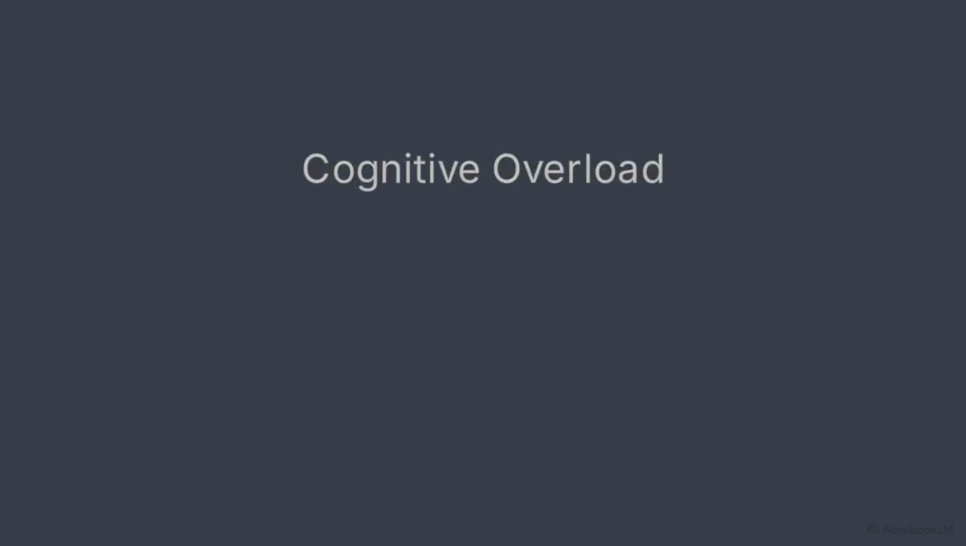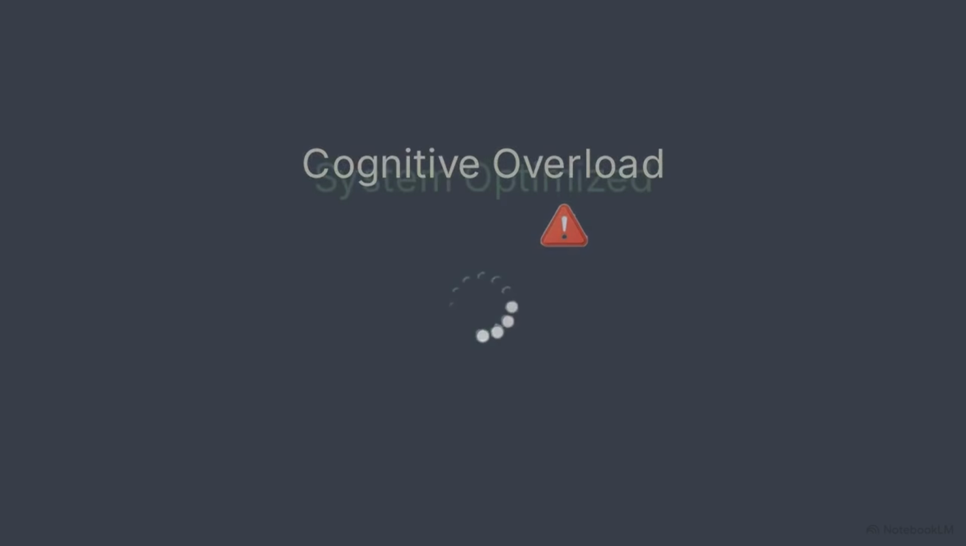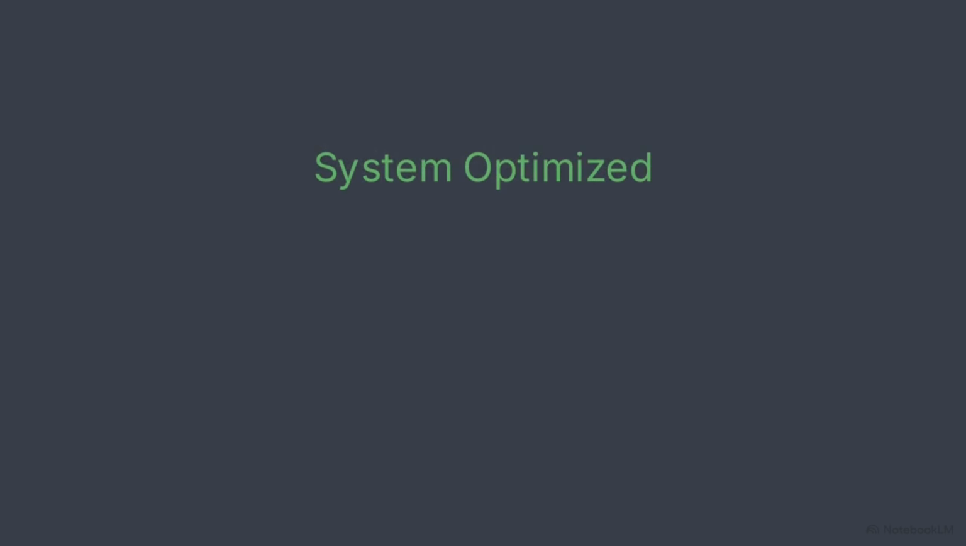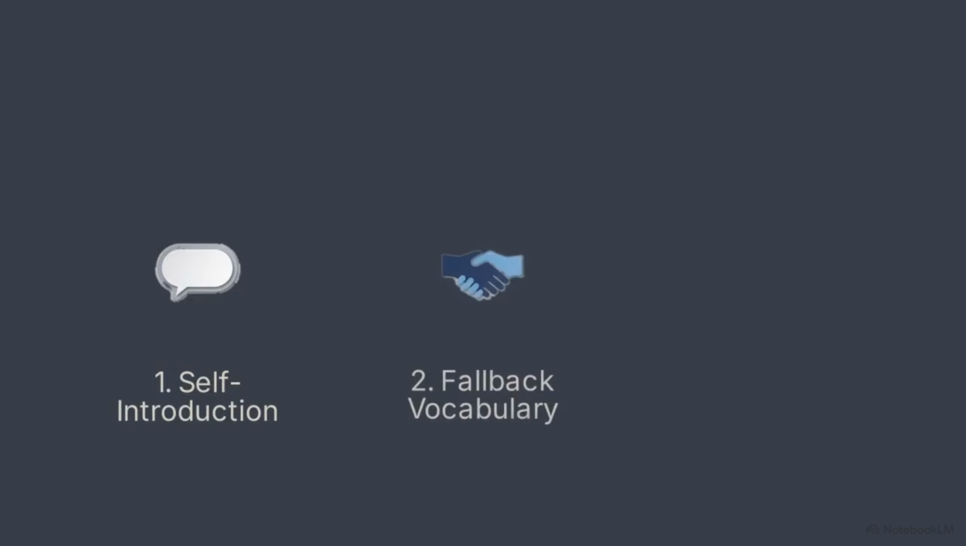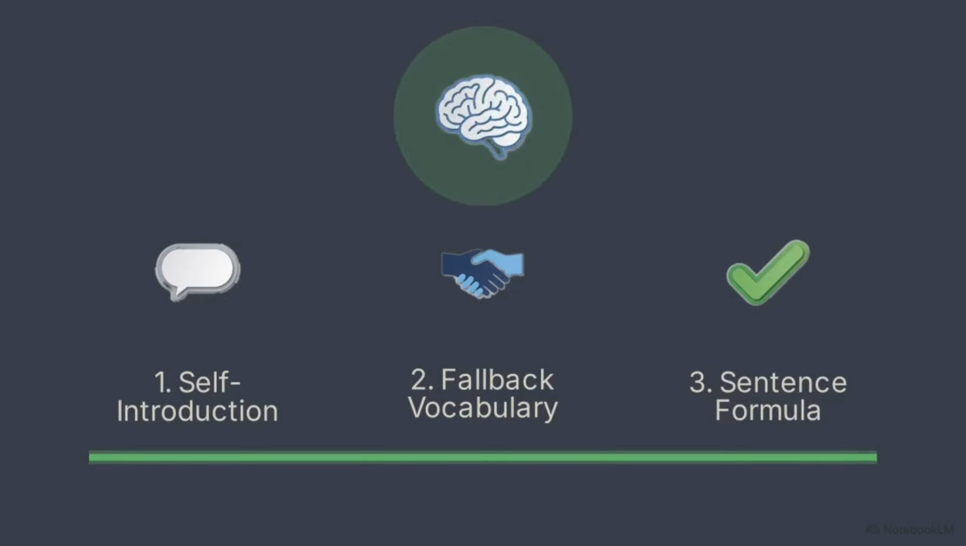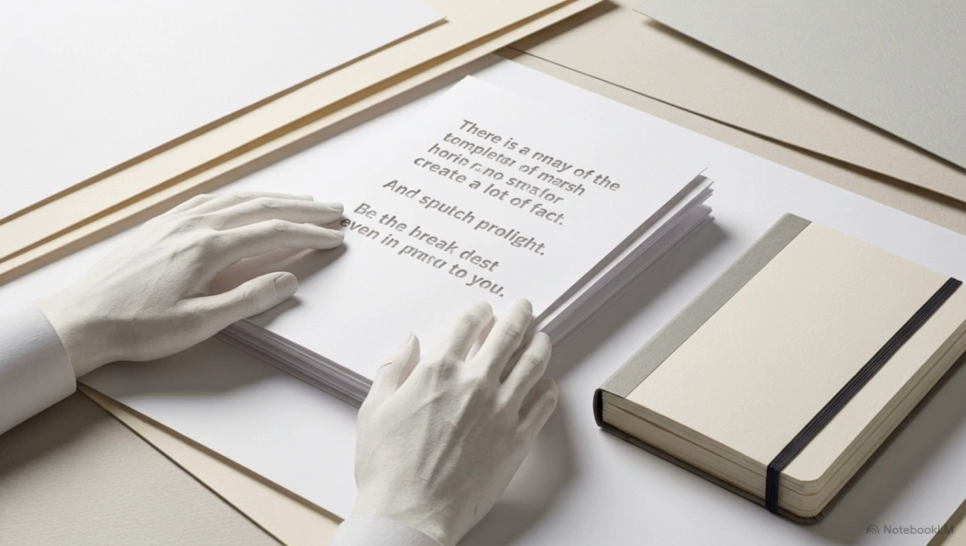By limiting the number of grammatical decisions you have to make, you reduce the likelihood of the processing errors that cause your mind to freeze. Today, you have practiced a self-introduction, identified fallback vocabulary, and used a formula to build independent sentences. By executing these exercises, you have applied a specific set of tools to mitigate the effects of cognitive overload.